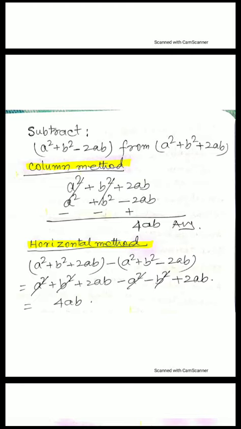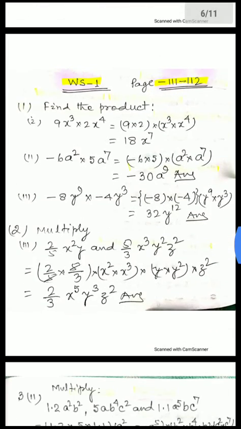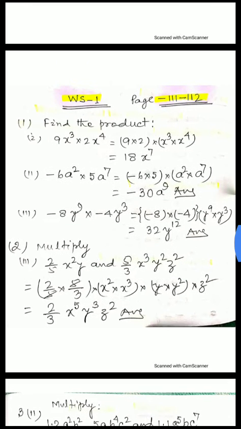Now worksheet 1, pages 111 and 112. Find the product: 9x cube multiply 2x raised to the power 4. Now write the numerical coefficients first of all. So 9 multiply 2, that is 18. Then the variables, x cube multiply x raised to the power 4. Here the bases are the same, x, so add the exponents. 3 plus 4 is 7. So your answer is 18x raised to the power 7.